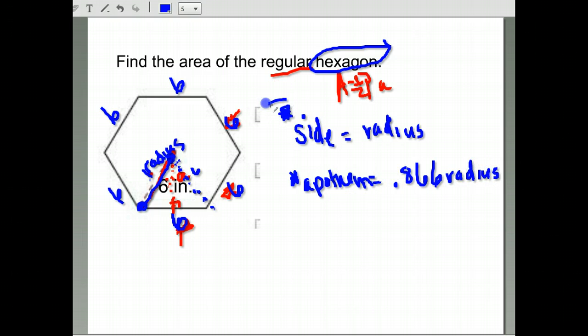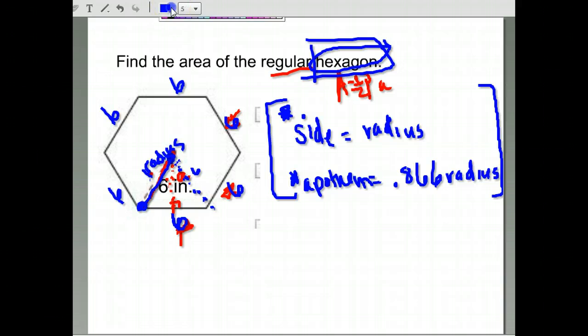So here are your two formulas. Anytime you have a regular hexagon and they give you the radius instead of the side or the apothem, that's how you find it. The side is the same as the radius. The apothem is 0.866 times the radius. And that's from using other geometric principles we've studied in the past. That is where I got those from, but you can just write these down. Again, it only works for a regular hexagon.